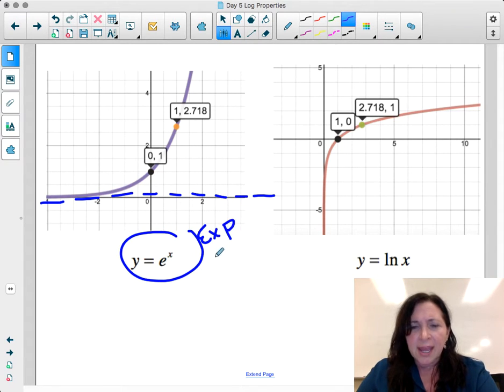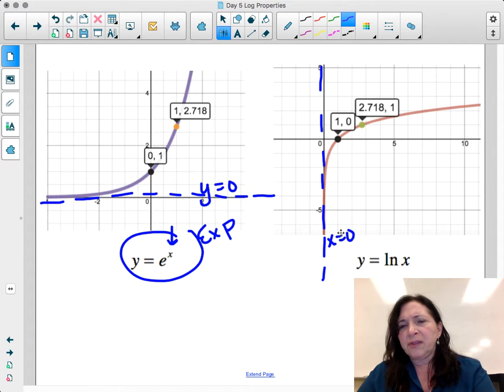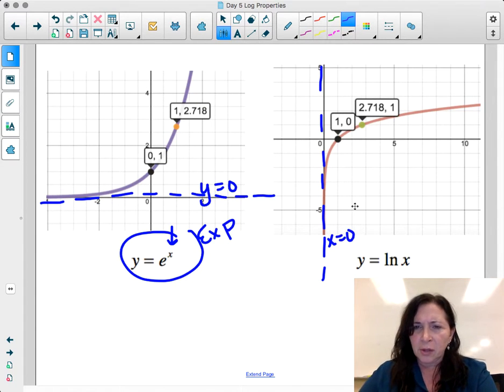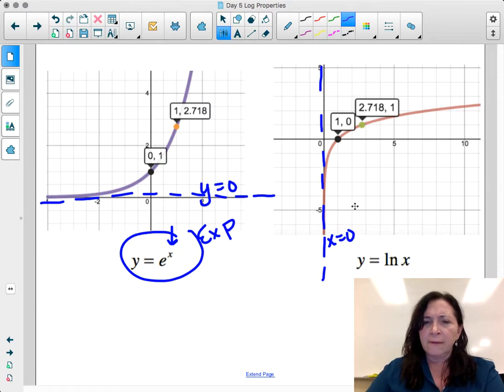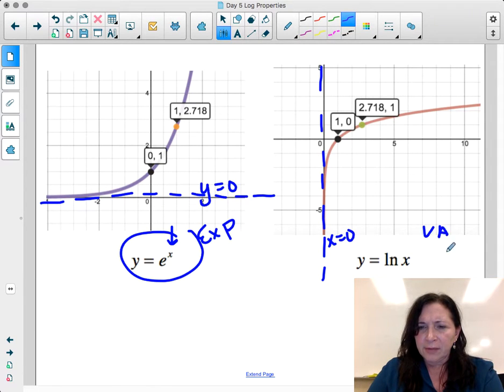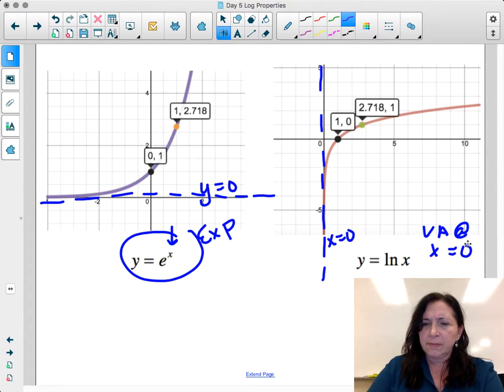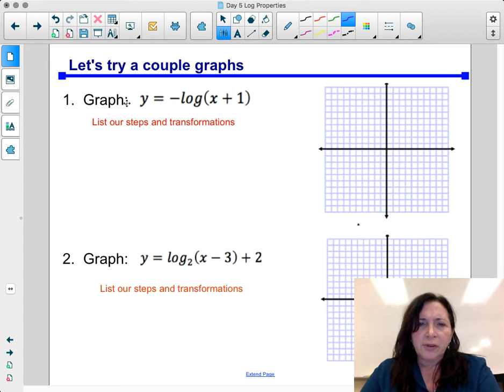So again, we have our horizontal asymptote for our exponential equations. Anything's exponential if the variable is in the exponent place. If your power is your variable, then it's an exponential equation. For this one right here, that's y is equal to 0. This right here is x is equal to 0. And so that's not exponential, but that's a logarithm. So that's going to have a vertical asymptote at x equals 0.